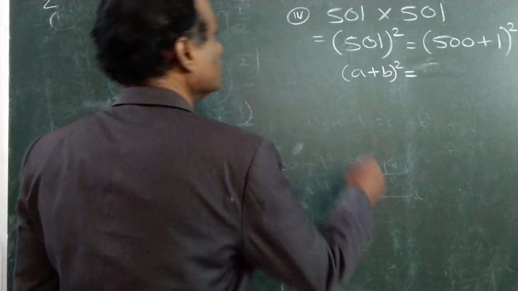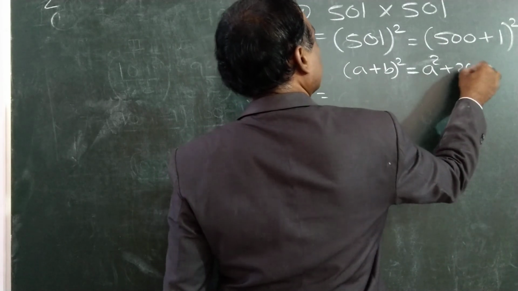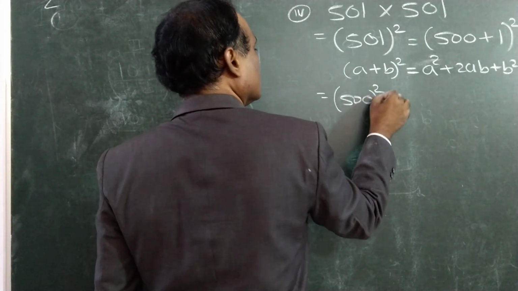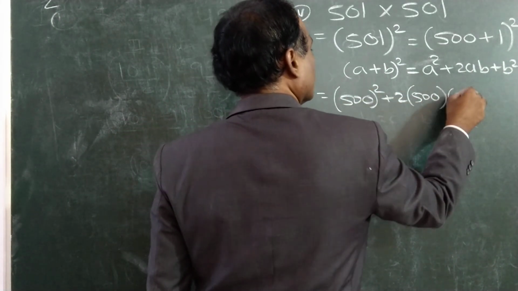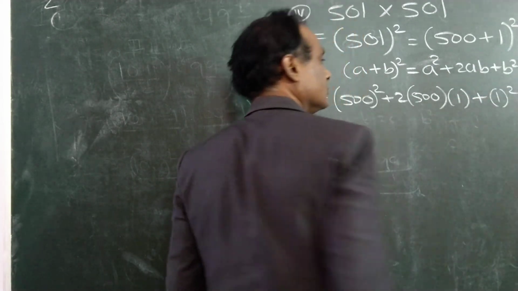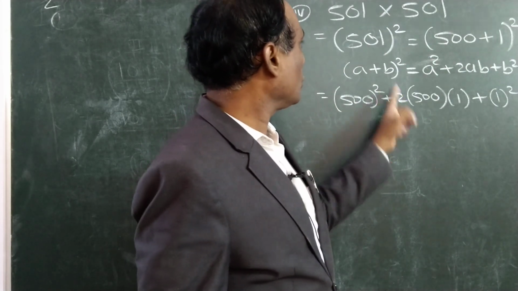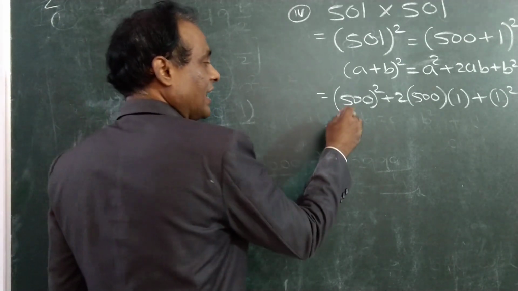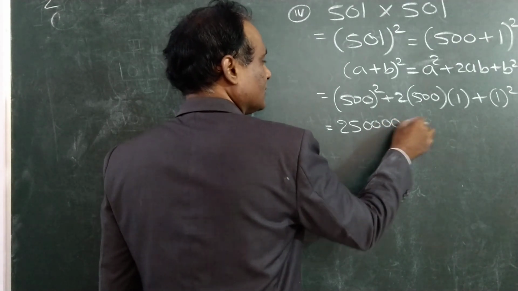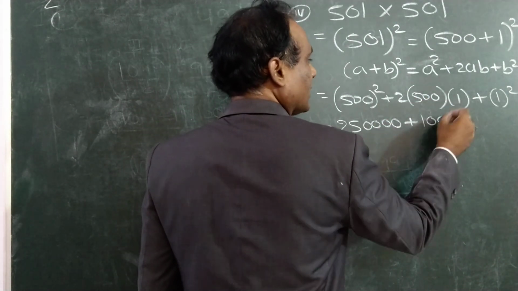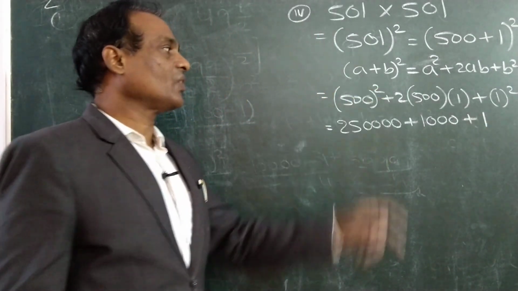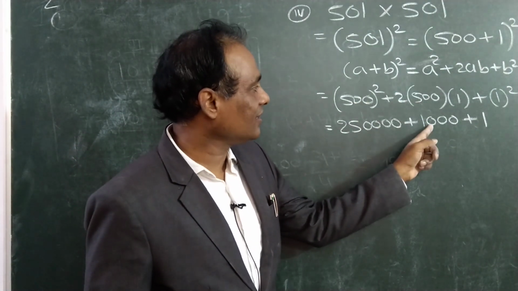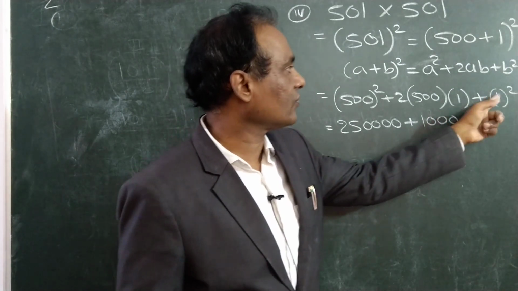Apply this formula. What is the formula? a square plus 2ab plus b square. a is 500. 500 into 500. 5 5 is 25, and 4 zeros. 2 into 500 into 1 is 1000. 1 square is 1 into 1, 1.